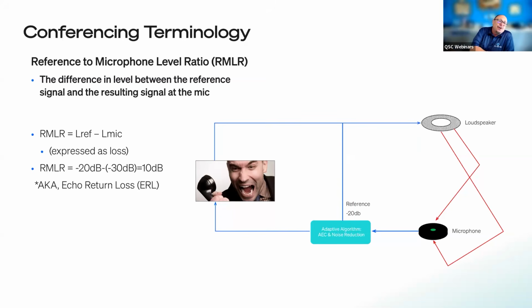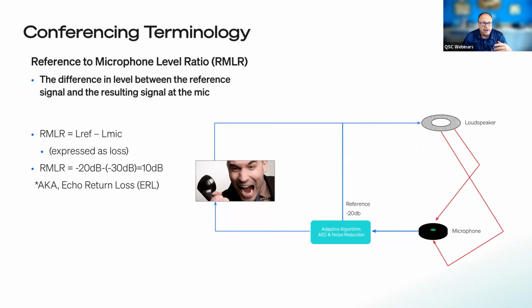All right. So conferencing terminology, right? You kind of see a pattern here. As we talk about something, we talk about the terminology, and then we go through what it is. RMLR, reference to microphone level ratio, is the difference in level between the reference signal and the resulting signal at the microphone. So RMLR equals negative 20 dB subtracted by negative 30 dB, which is going to give you a 10 dB difference, right? So that's AKA the return loss coming back.